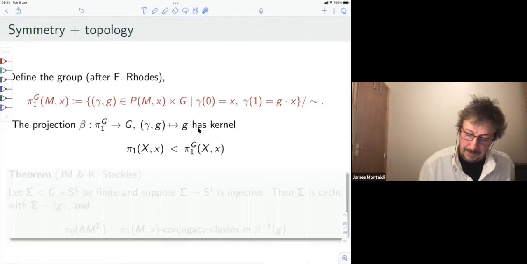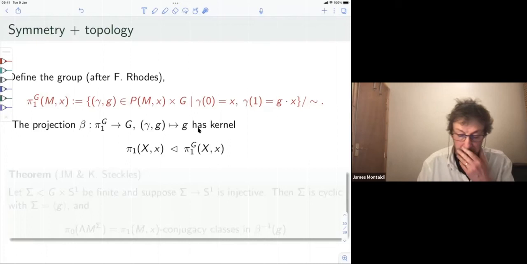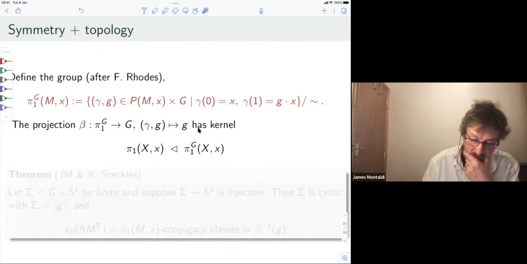So this is a nice group, and it's got some not quite obvious, but once you've seen it, clear, law of composition. And there's an obvious projection. If you take a pair gamma, G and you project down to G, then the kernel is where G is the identity, so it's just ordinary loops, showing that this Rhodes group contains the fundamental group as a normal subgroup.